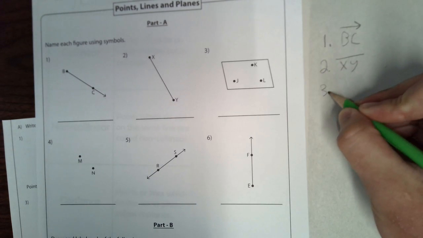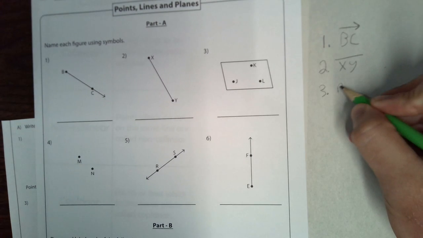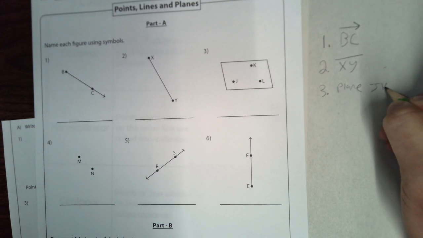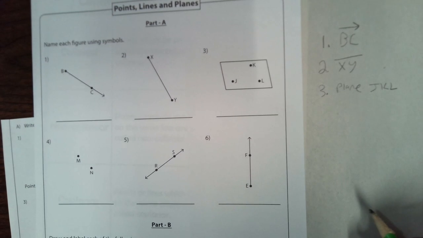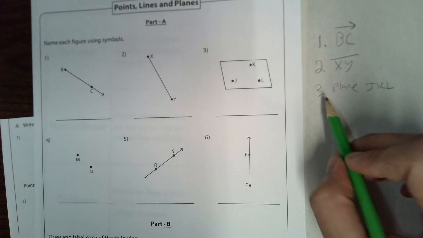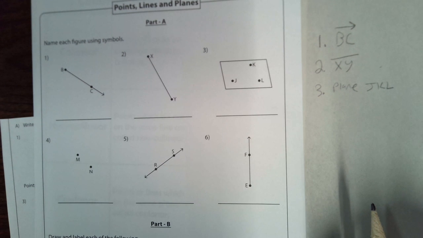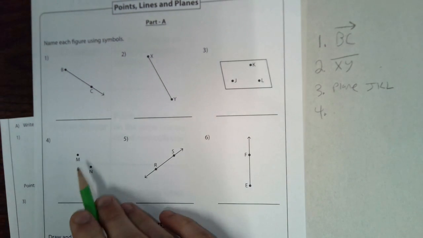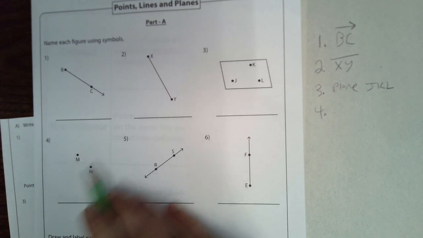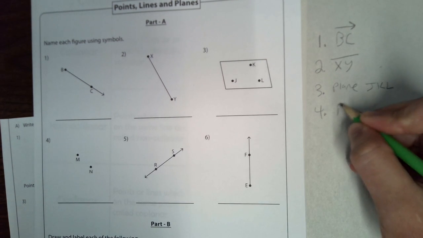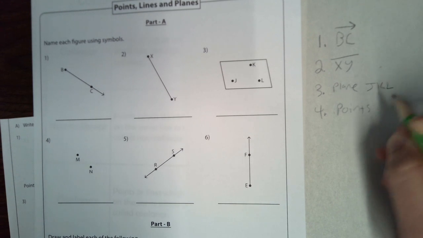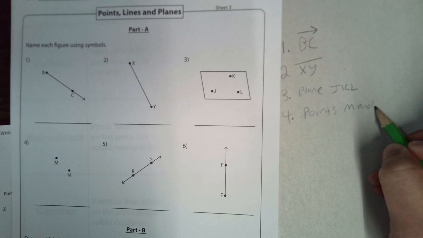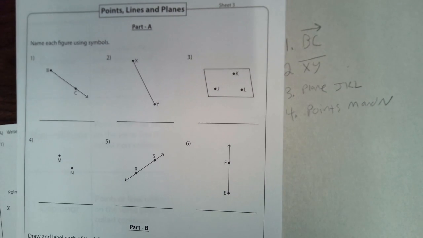Number 3, this is a plane. So I have to write the word plane, and I need to use the 3 points, JKL. Okay, you could have said LKJ or whatever, it doesn't matter. Just label it number 3 and write plane JKL. Number 4, there's nothing connecting these, so these are just points. I'll write the word points, M and N. Okay, so that's all you have to write on there.